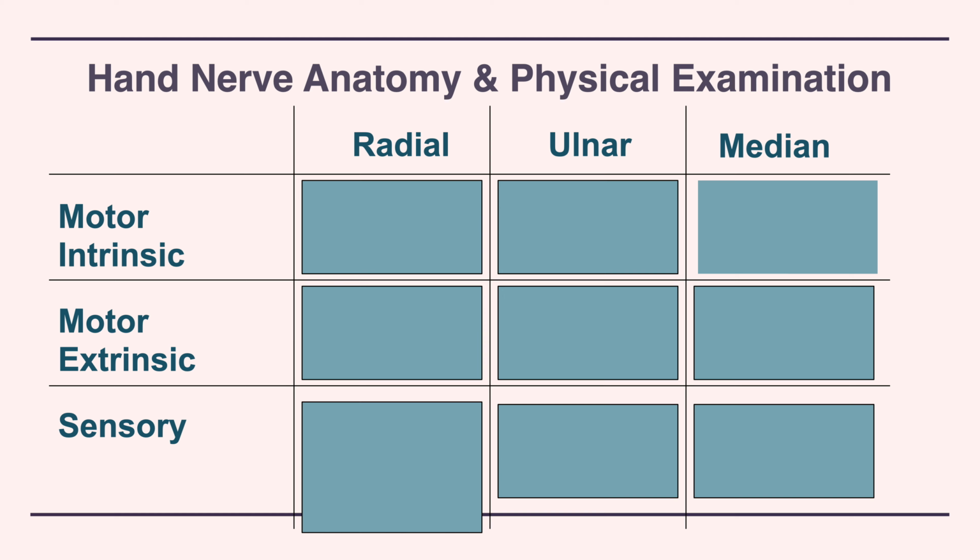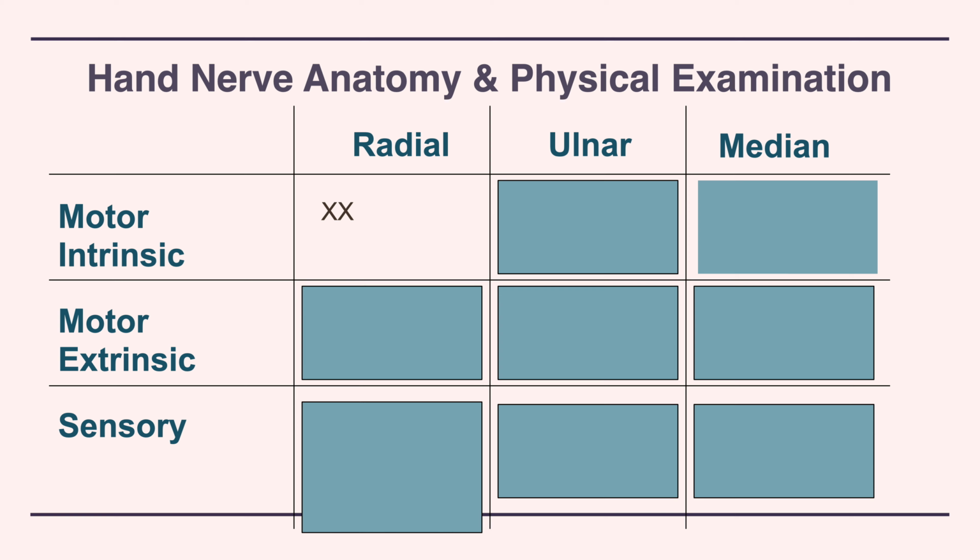Motor intrinsic means muscles within the hand that are innervated by that nerve. Motor extrinsic are muscles outside the hand that act on the hand. And sensory is obviously sensation in that area that's innervated by that nerve. So this tic-tac-toe grid allows you to remember which muscles are innervated by which nerve. So motor intrinsic, which are muscles within the hand that are innervated by the radial nerve, should be represented by an X. And you can see that here. So there are no muscles within the hand that are innervated by the radial nerve.